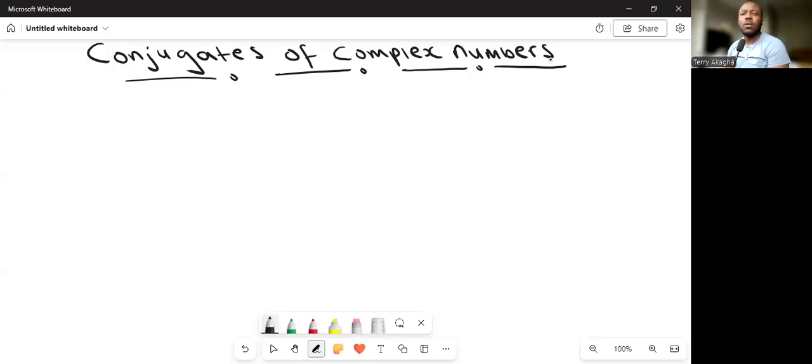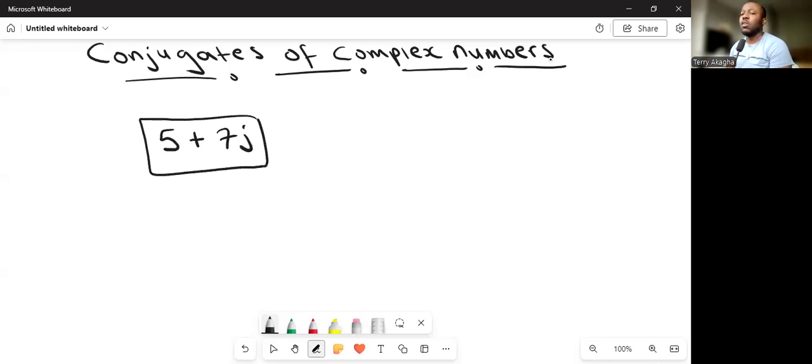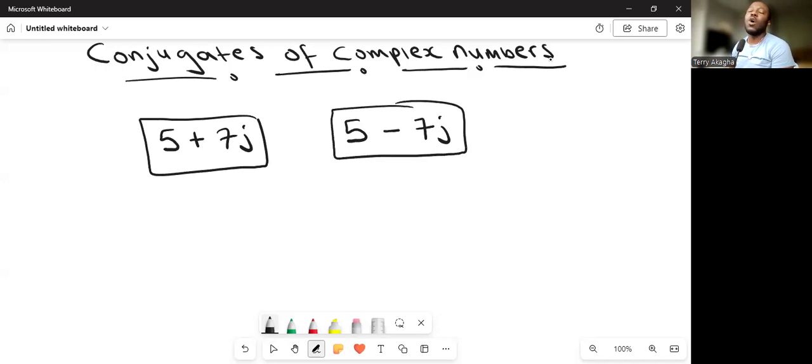When two complex numbers are conjugates, it means that they are identical except for the middle sign. For instance, let's say we have 5 plus 7j. The 5 here is the real part, while the 7 here is the imaginary part. Now the conjugate will be identical, with both 5 and 7, but the difference is that instead of the positive sign, you're going to have a negative sign. So this is what we call conjugates.